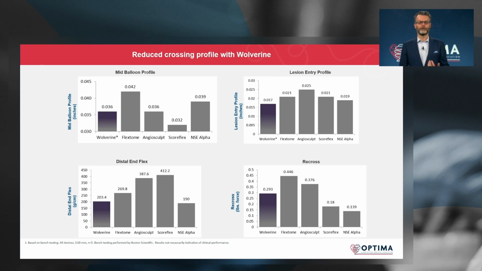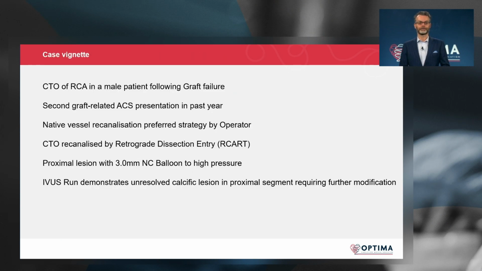And if we compare before and after, you can see that the Wolverine has a lower mid-balloon profile and a lower lesion entry profile when compared to the Flextome, which is the old cutting balloon, or the AngioSculpt or the Scoreflex balloon in these bench studies. We can also see that the Wolverine rewraps a little bit better than the earlier balloon. All these factors together should mean that we're able to deliver it to the target site in a more efficient fashion.